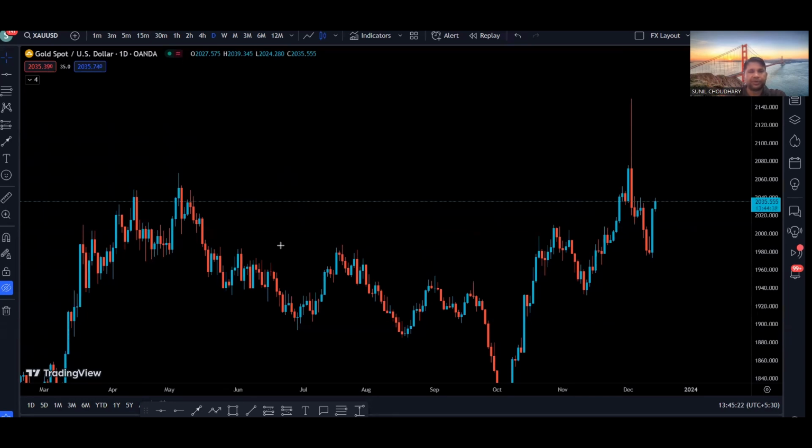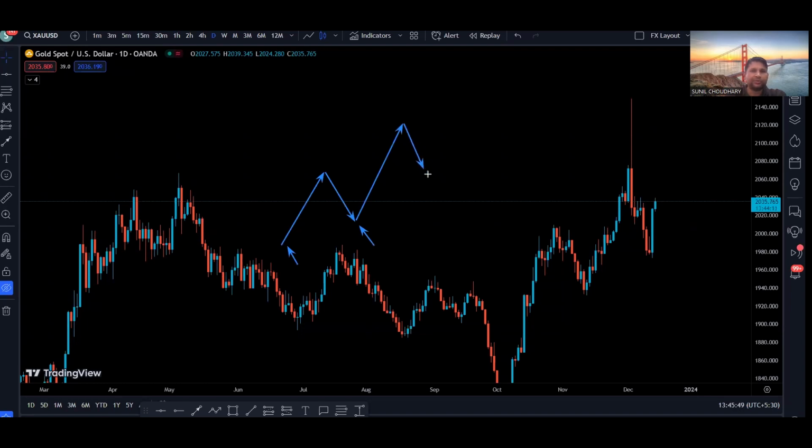For the uptrend, suppose the price is creating a high, and then we create a low which is higher than the previous low, and then again we break the high and create a new high, and then we are making a pullback. So basically we are creating a market structure where we are creating higher highs and higher lows. So it means we are in an uptrend.